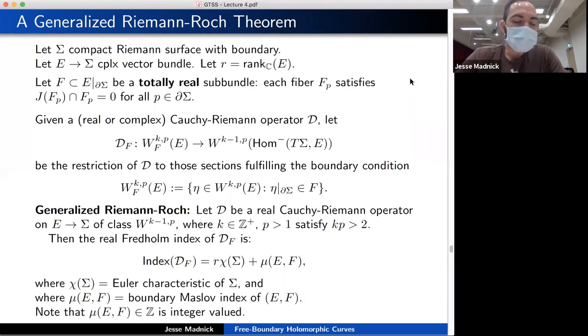But what I do want to emphasize is that it's a topological quantity, and it is integer valued. And if F is trivial, it reduces to 2 times the first Chern class of E. So it really is a generalization of the first Chern class. Certainly, that's what would be here if F weren't there, just like in the classical Riemann-Roch formula.